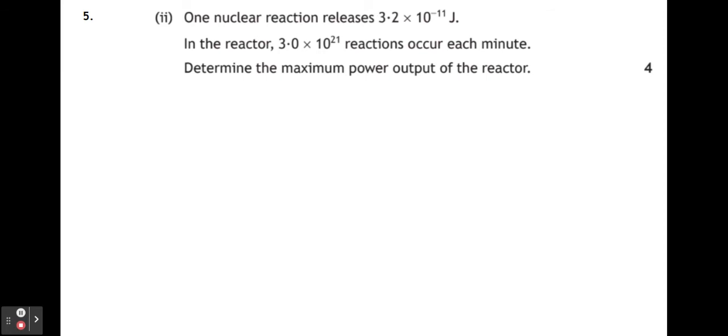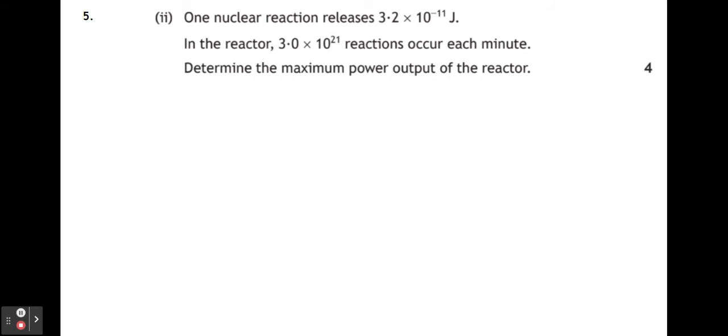Part 2. One nuclear reaction releases 3.2 times 10 to the power of minus 11 joules. In the reactor, 3 times 10 to the power of 21 reactions occur each minute. Determine the maximum power output from the reactor. Okay, this is a tricky question because it sort of straddles the electricity and energy unit and the radiation unit and isn't a typical formula style question.